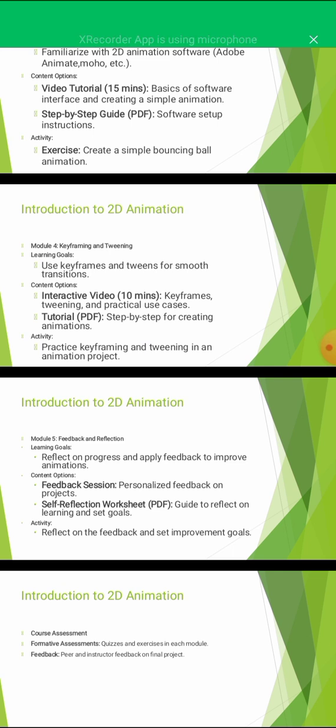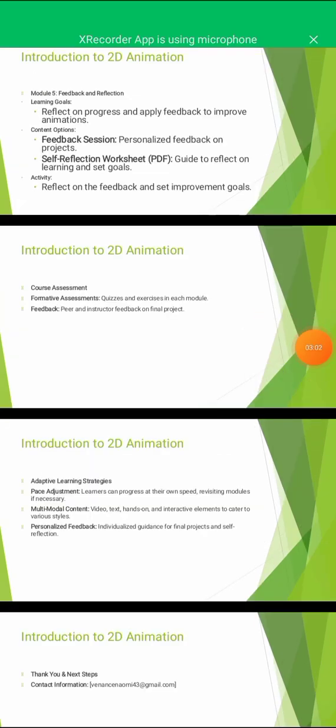Number 2, tutorial in the form of a PDF, step-by-step for creating animations. Activity: practice keyframing and tweening in an animation project. Module 5, Feedback and Reflection. Learning goals: reflect on progress and apply feedback to improve animation.